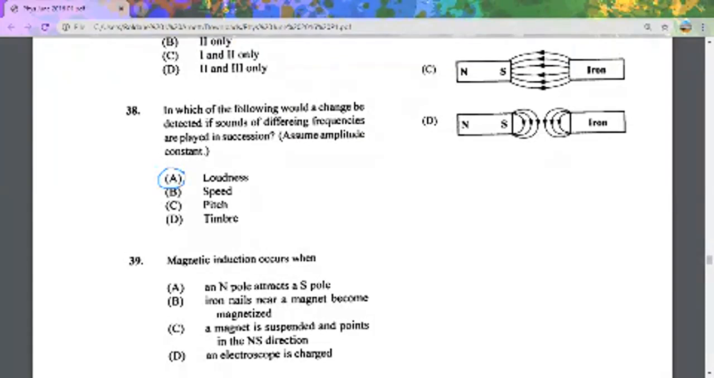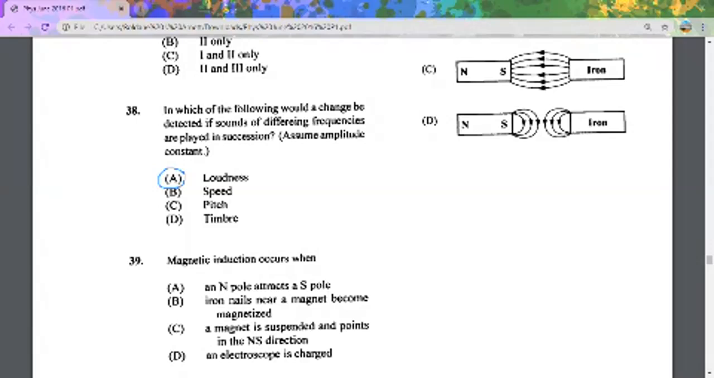180 degrees out of phase, then they would basically cancel out each other and you would not hear any sound. If they are in phase, the sound would be amplified and you would have 2 times the amplitude of the individual wave. So it's loudness that is affected.